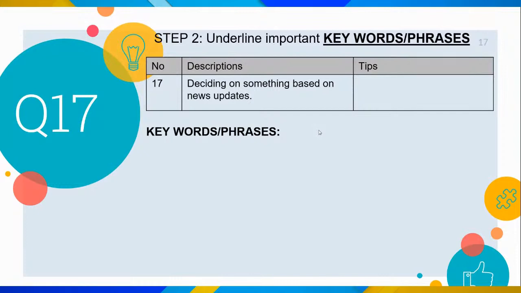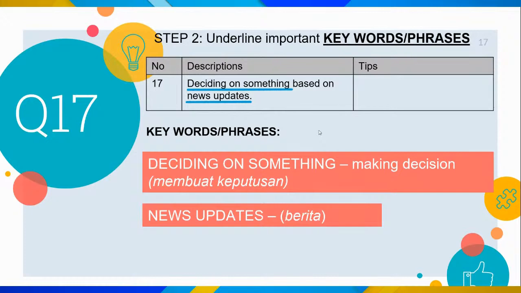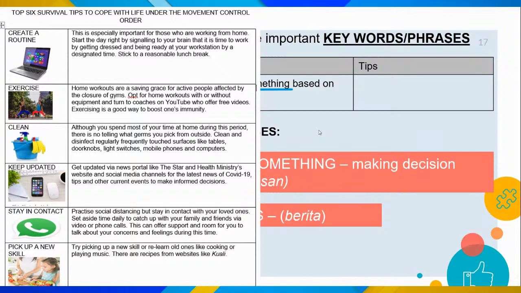Right. Let's move on to question 17. You are quite a good learner and you have quite a good eye. Very quick. Right. Number 17, deciding on something based on news updates. So the keywords or phrases are deciding on something and news updates. Deciding on something means making decision, or membuat keputusan. And news updates mean berita. Okay, let's look at the text. Which one is talking about making decision and news? Anybody can find it quick enough to outrun me?